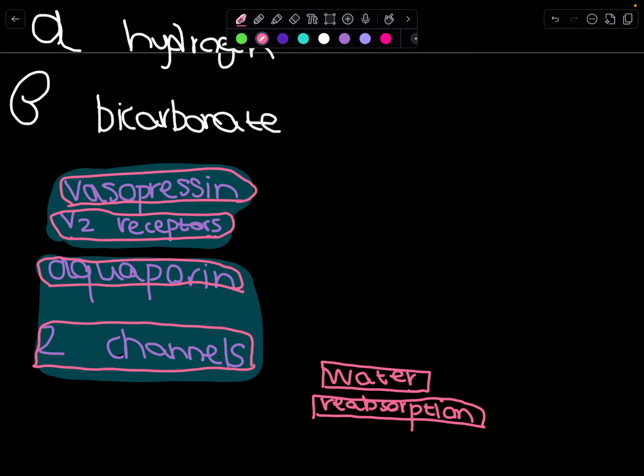This allows water to pass from the dilute filtrate in the collecting duct into the hypertonic medulla, concentrating the urine and conserving water for the body. Without ADH, V2 receptors stay inactive, aquaporin 2 channels are internalized, and the collecting duct remains water impermeable, producing dilute urine.